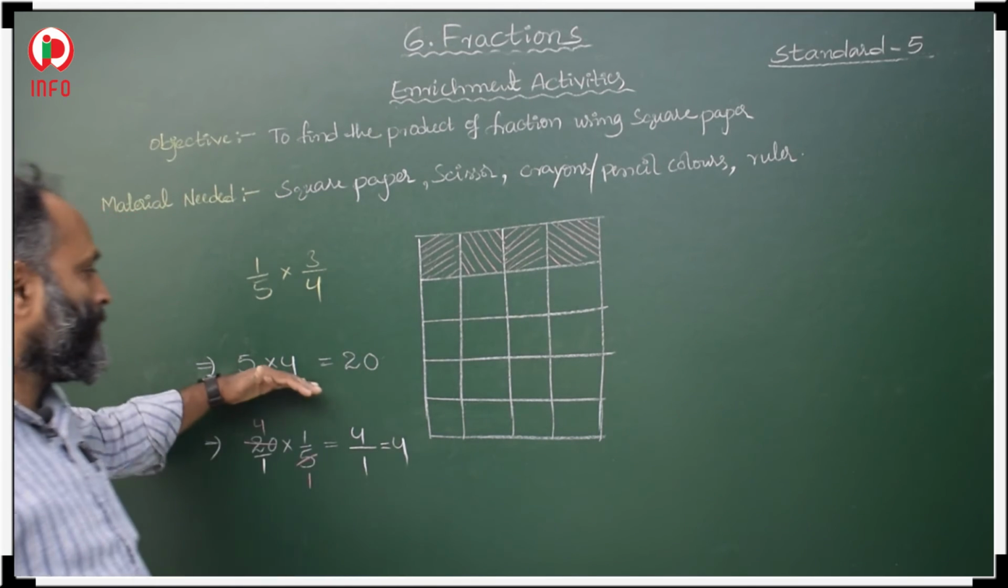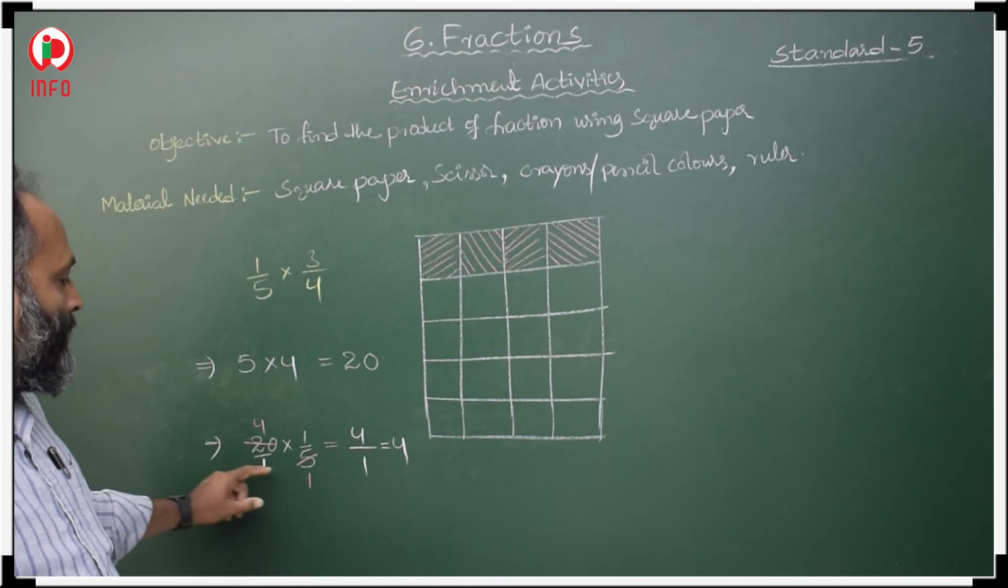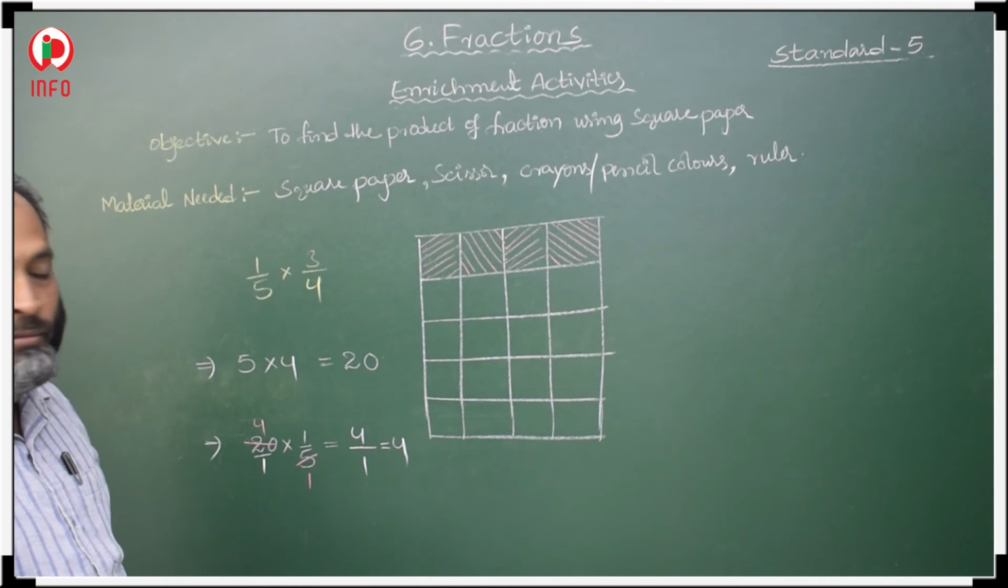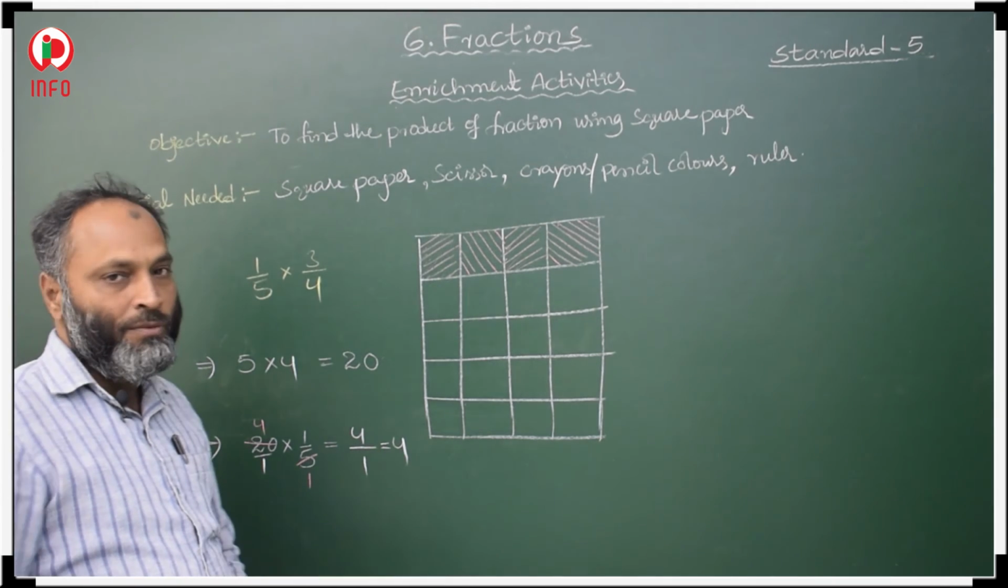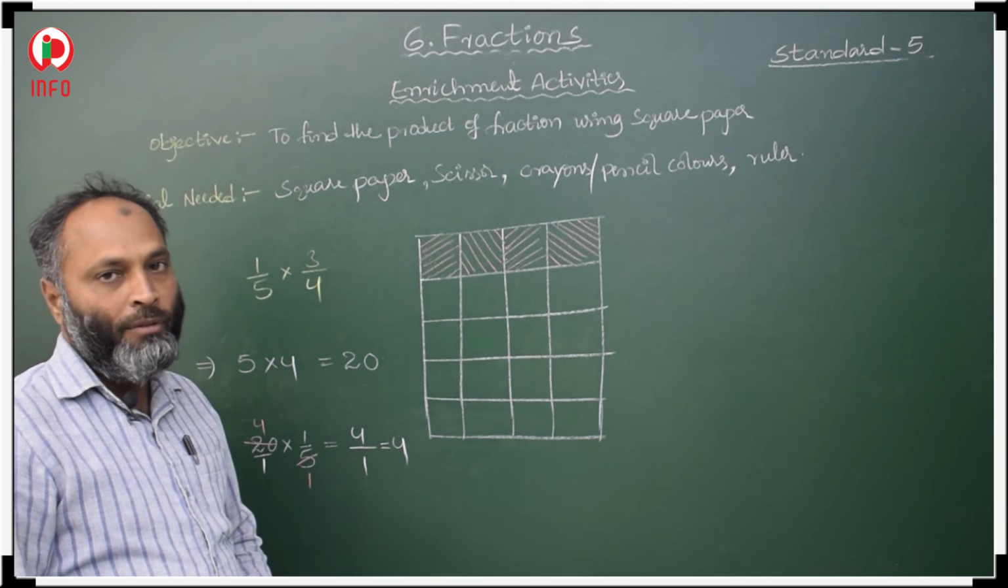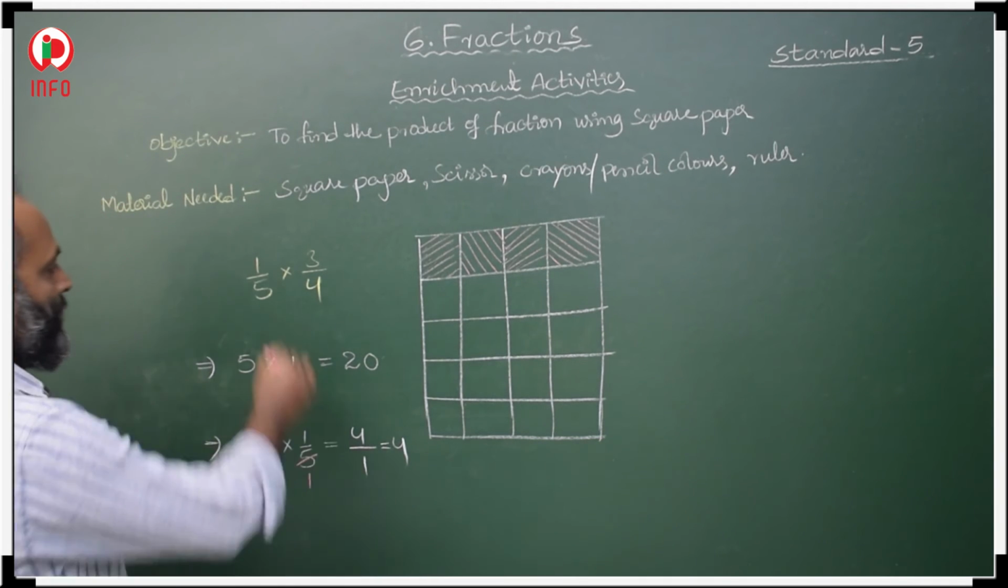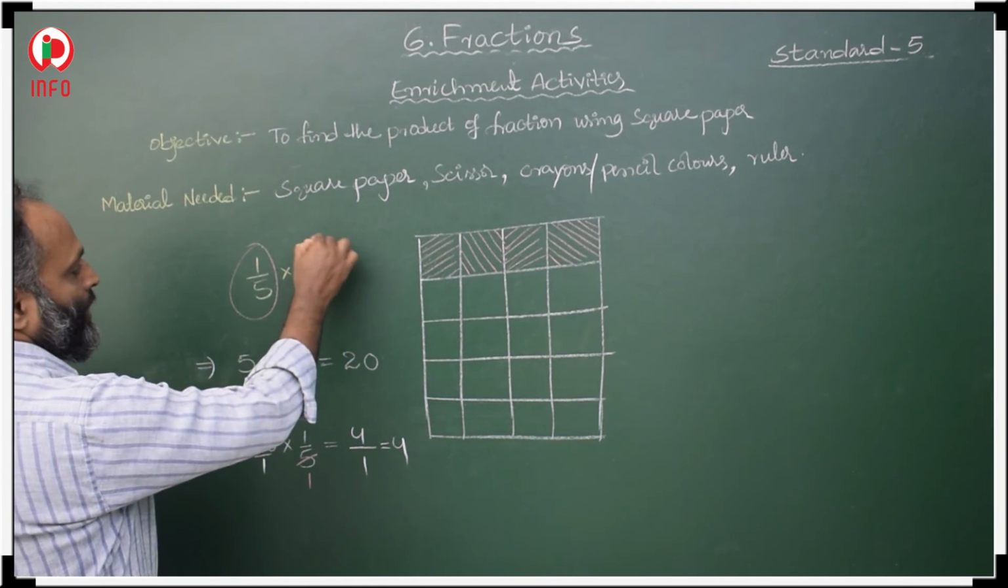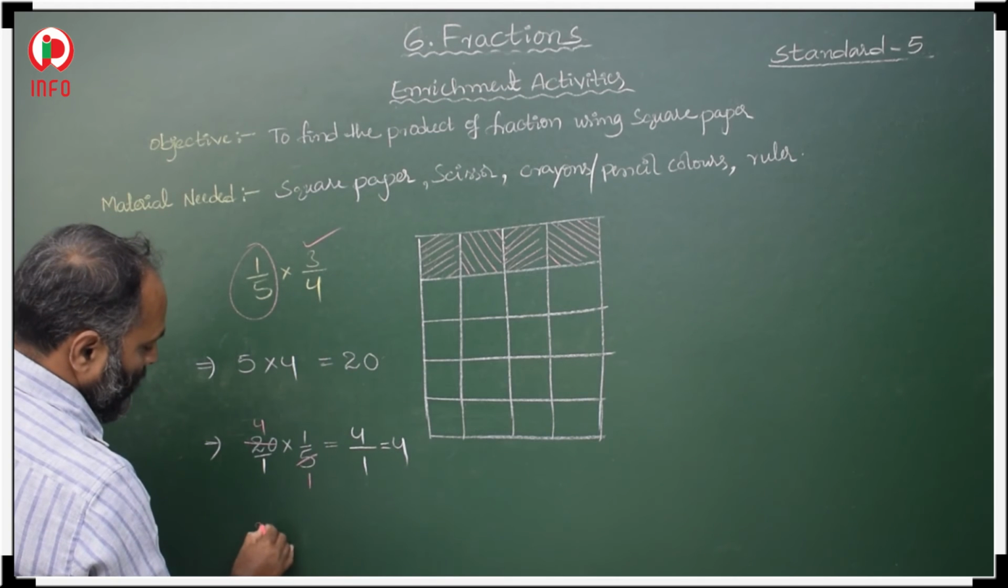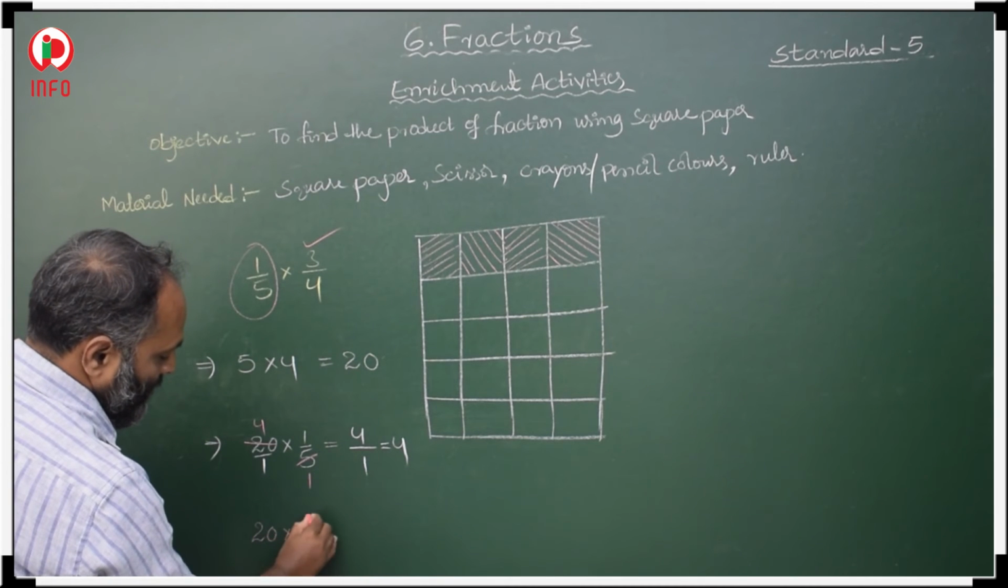So in the first step, this 1/5 we have to multiply with 20. Then what is the product? The product is 4. Then after that, what do we have to do? This first fraction is over. Next we have to take the second one, 3 by 4. 20 multiplied with 3 by 4.